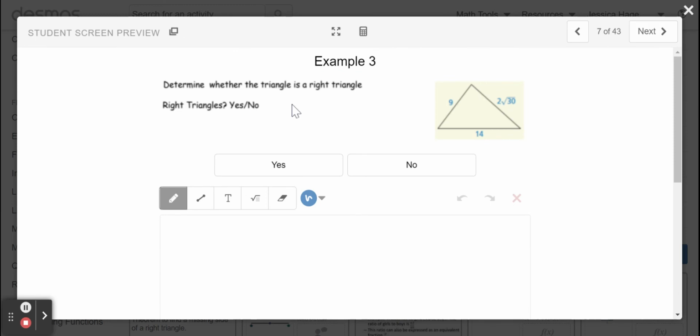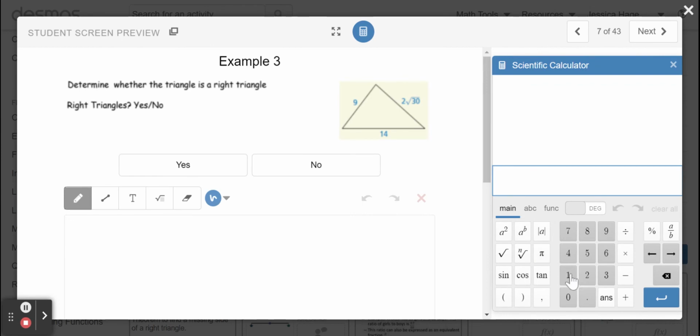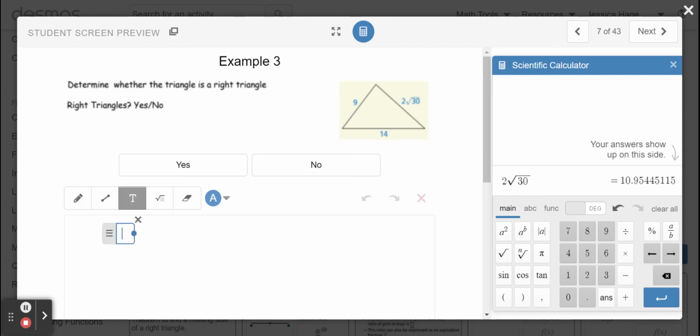And then our last slide, determine whether the angle is a right triangle, yes or no. So we need to order our numbers in terms of small, medium, and large. So if you're not sure what 2 times the square root of 30 is, go ahead and just type it in the calculator. And that's 10.95. So that's our middle number. So that's going to be an A or a B. So 14 is going to be our C. Okay. So A is going to be 9. B is going to be 2 times the square root of 30.